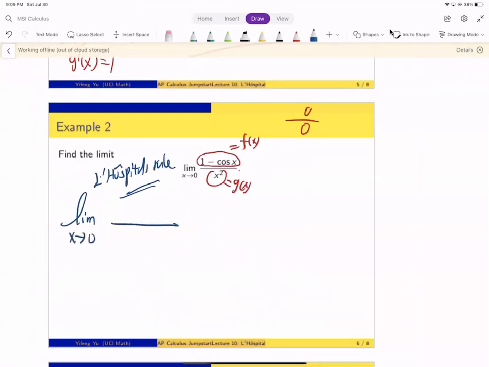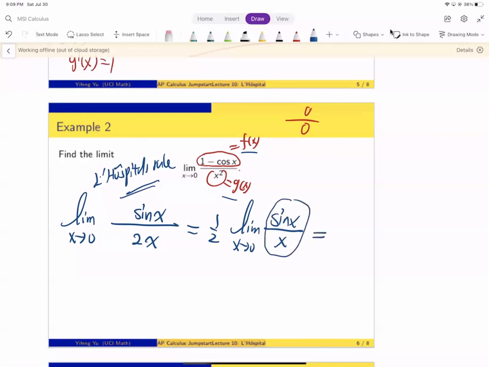Now I take a derivative. So this will be 2x in the denominator, right? Take the derivative of this one, take the derivative of that. And here it will be sine x. Okay, so you just get one half times the limit as x goes to 0 of sine x over x. Now remember, the limit of sine x over x is just 1. This is what we showed before. It's 1, which is just the derivative of sine x at x equals 0, right? Okay, all right. This is what we have.